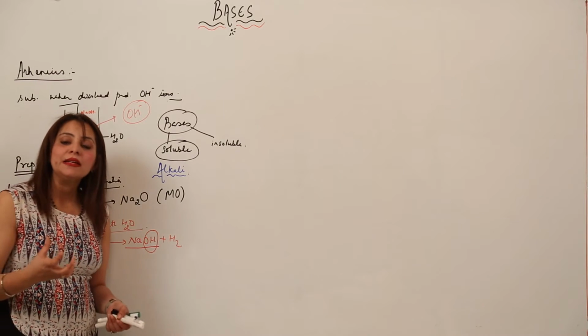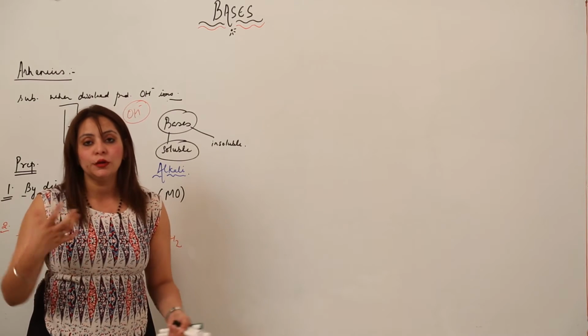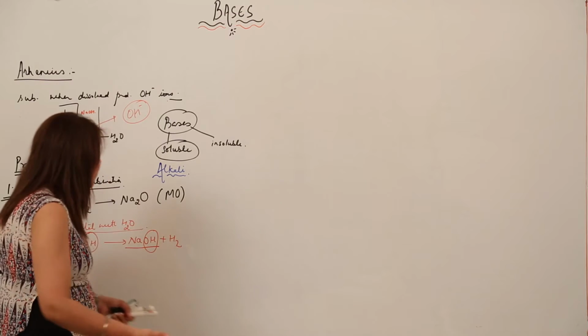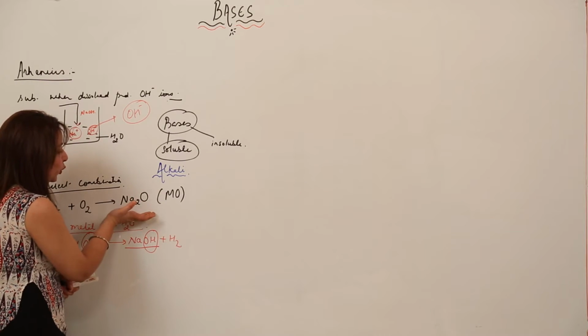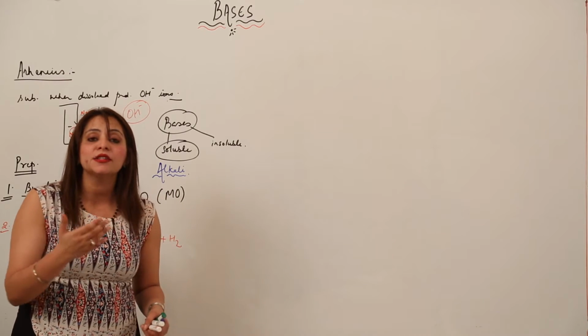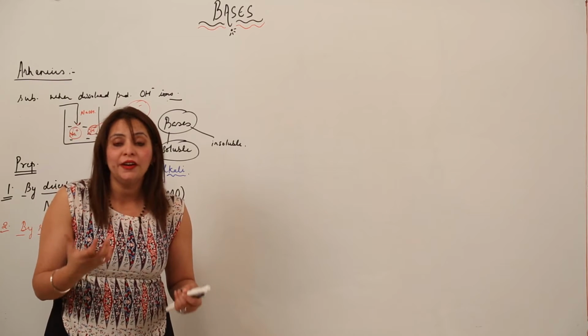So by looking at it that it contains the hydroxide ion, it must be clear in your mind that when dissolved in water, it is definitely going to produce the hydroxide ion. But in the first example, that is Na2O, you see there is an oxide ion but there is no hydroxide ion. So that doesn't mean that it is not regarded as a base.